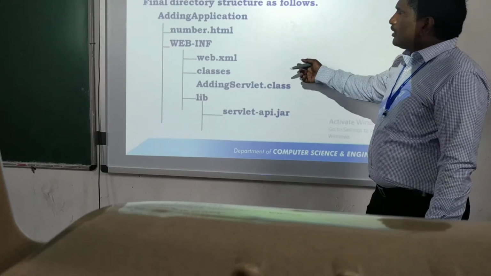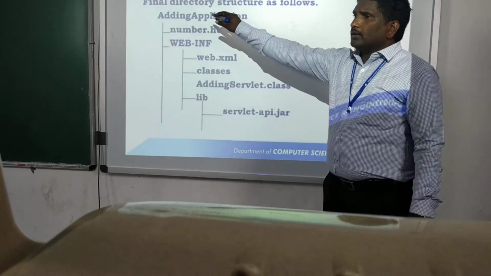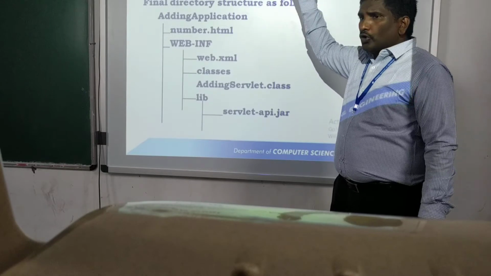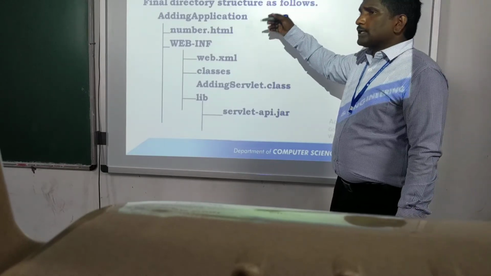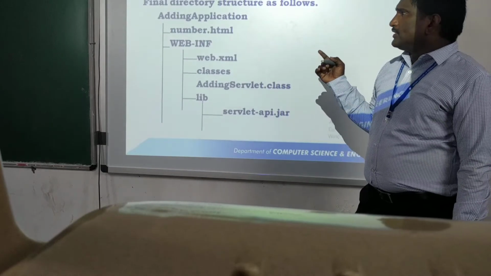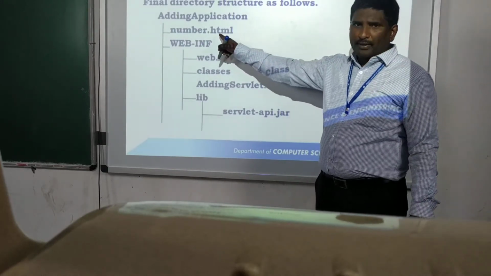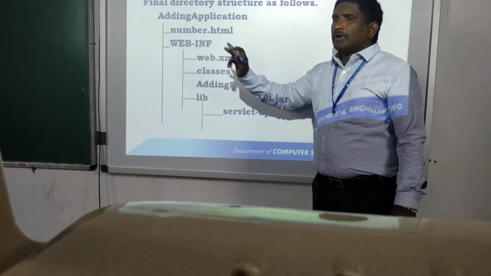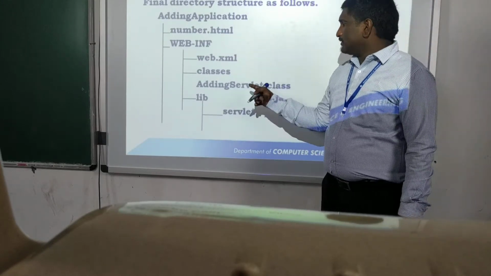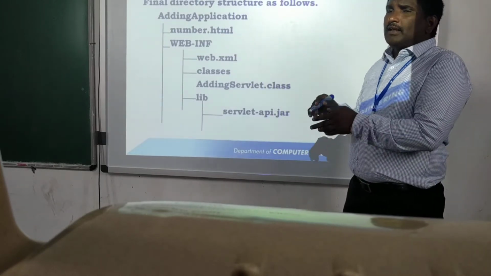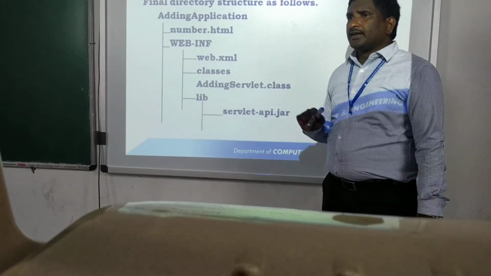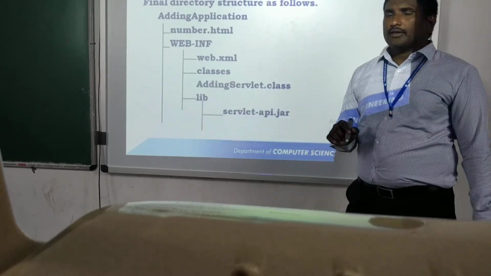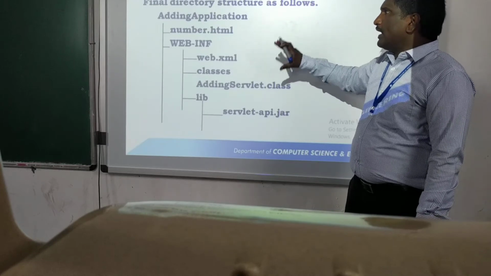So we are actually developing the servlet application, right? My servlet application directory name is adding application, with number.html and web.xml. Those we have written, we need to copy to the appropriate places. So number.html is copied to the root directory, web.xml is copied to WEB-INF, and adding servlet.java we should compile and then copy the class file to the classes directory, and the servlet-api jar file will be copied into the lib directory. This is the final directory structure for the adding application.